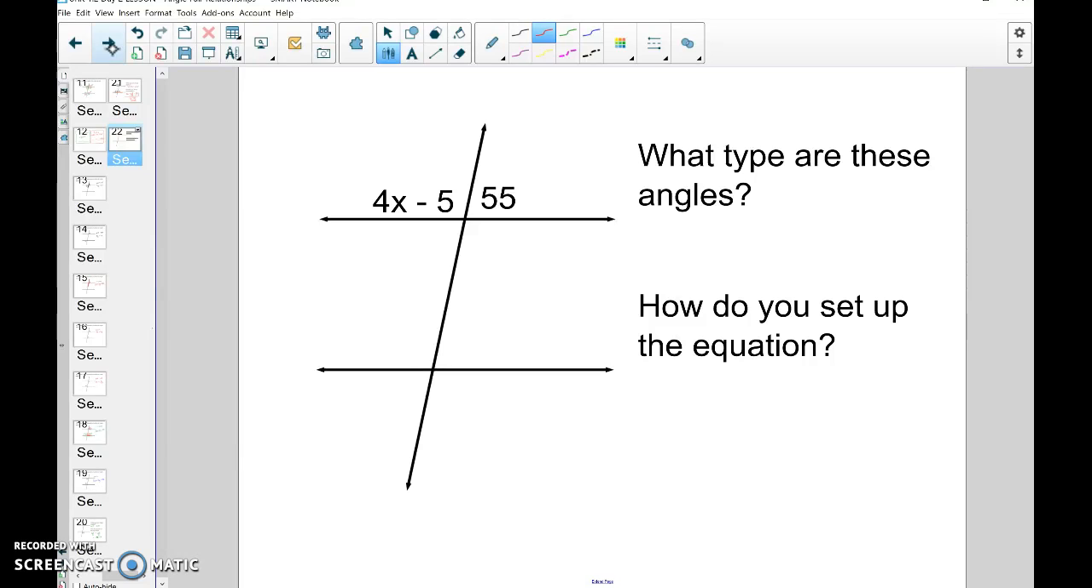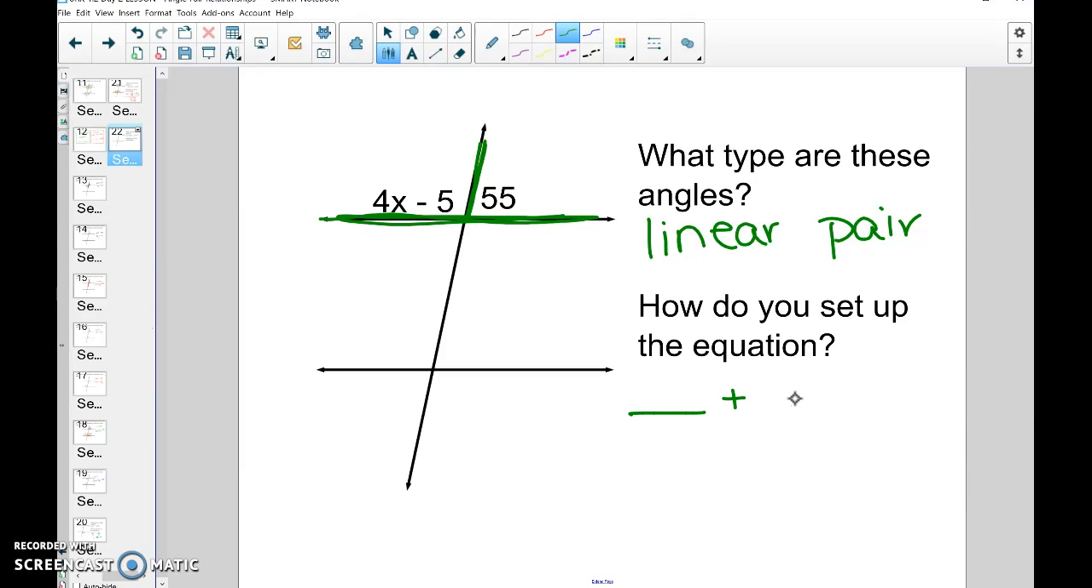Last example I'm going to do with you guys is this one. Right next to each other, share a wall. That means that this is a linear pair again. And I'm kind of zooming through this to give you guys time to get the notes all done. Again, it's blank plus blank equals 180. This time it's a little bit bigger problem. That's okay. 4x minus 5 plus 55 equals 180.